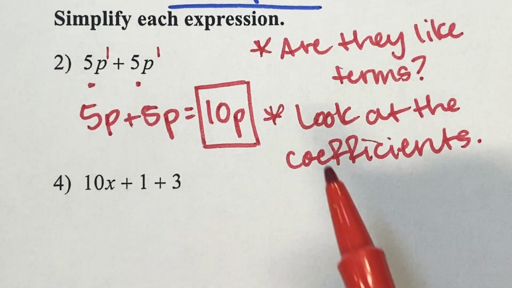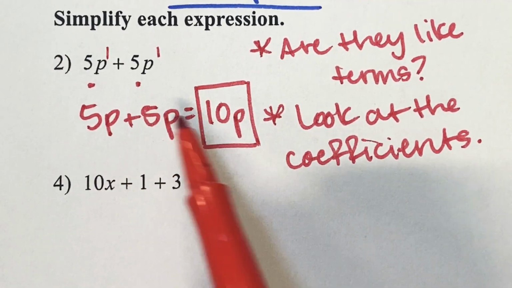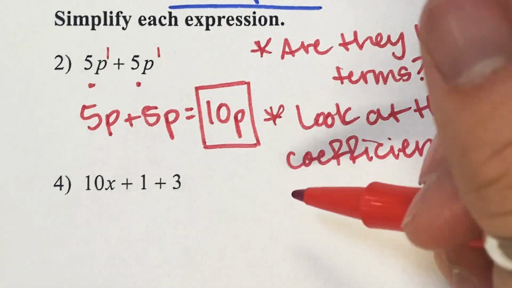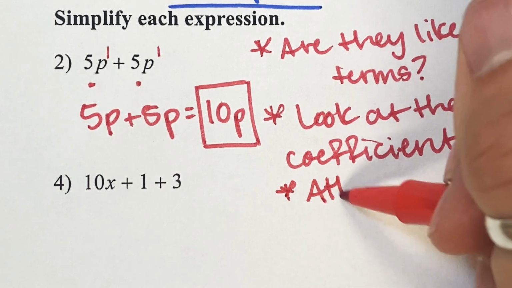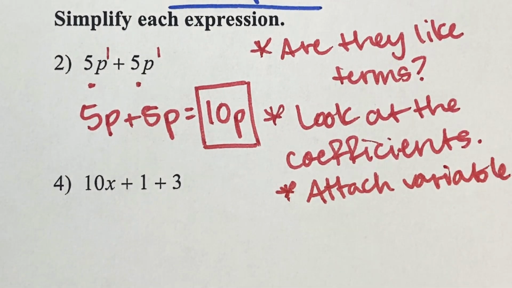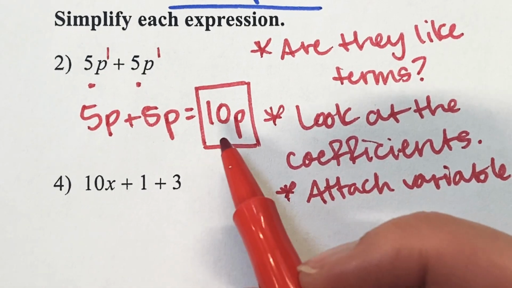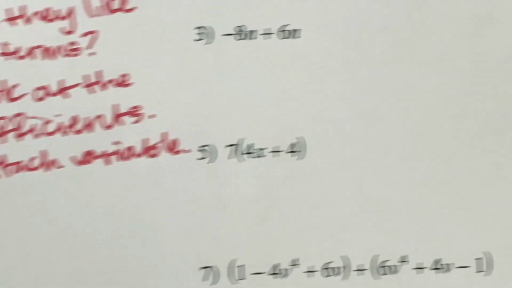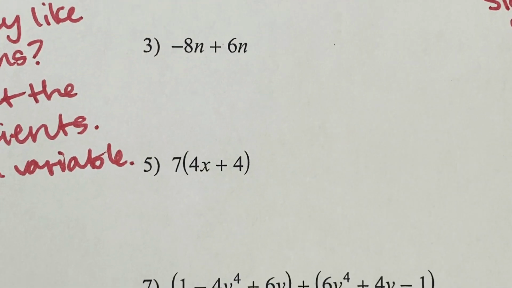Okay, so are they like terms? Look at coefficients. And then once you look at the coefficients, just make sure you attach that variable at the end. Okay, in fact, we'll write that down. Attach variable. Right, you couldn't have just said 5 plus 5 is 10. 10 would have been your answer. It's 10p. Okay, so let's look at number 3.